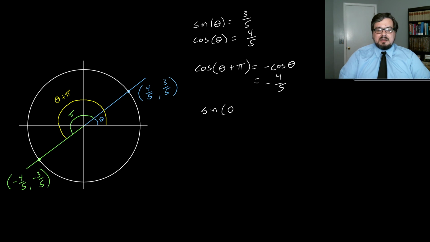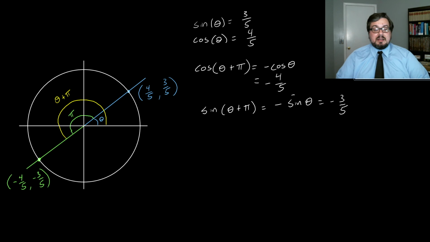Similarly, sine of theta plus pi is going to be negative sine theta, which in this case means negative 3/5. So what we see from this is that adding pi to theta inside the trig functions changes the cosine and the sine of that angle to their negatives. They keep the same absolute value, but they change sign.